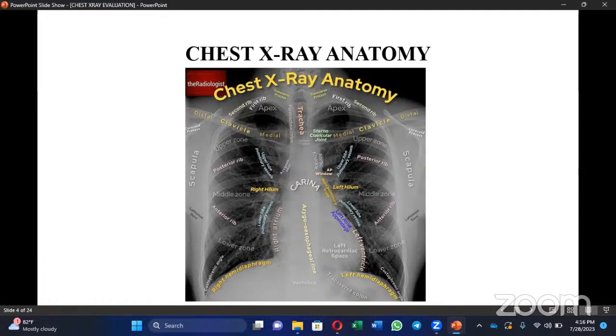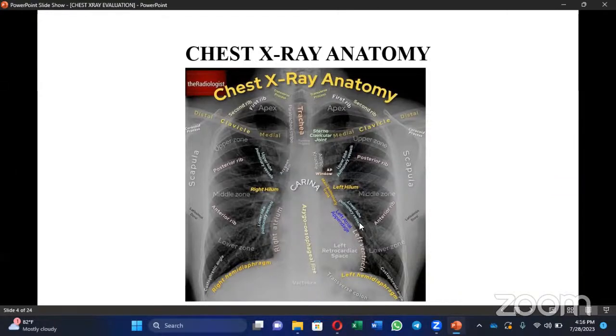All right, so the heart has borders. We have the left and the right borders. The right heart border is mainly formed by the right atrium. Okay, and then we have the left heart border, which is mainly formed by the left ventricle. Then we have a little bit of the left atrial appendage, just superior to the left ventricle.